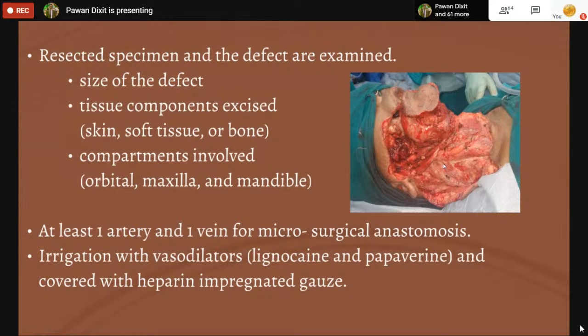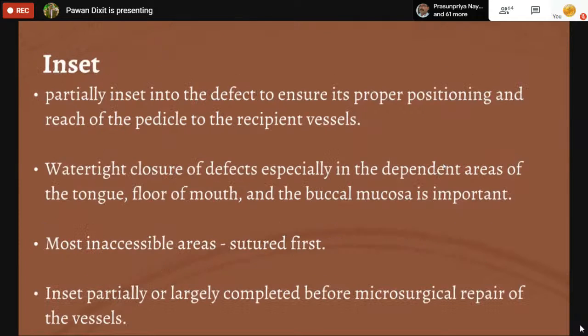And for microsurgical anastomosis in the neck, at least one artery and one vein is prepared. After the vessel preparation, irrigation with vasodilators should be done, and it should be covered with heparin impregnated gauze. And after flap harvest, the flap is partially inset into the defect to ensure its proper positioning and reach of the pedicle to the recipient vessels.